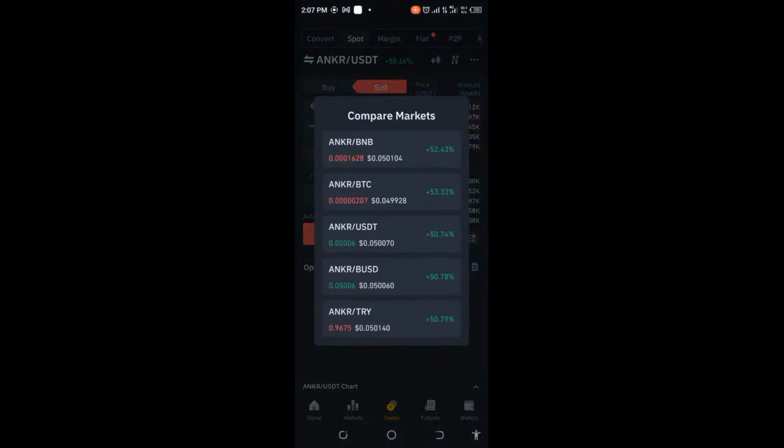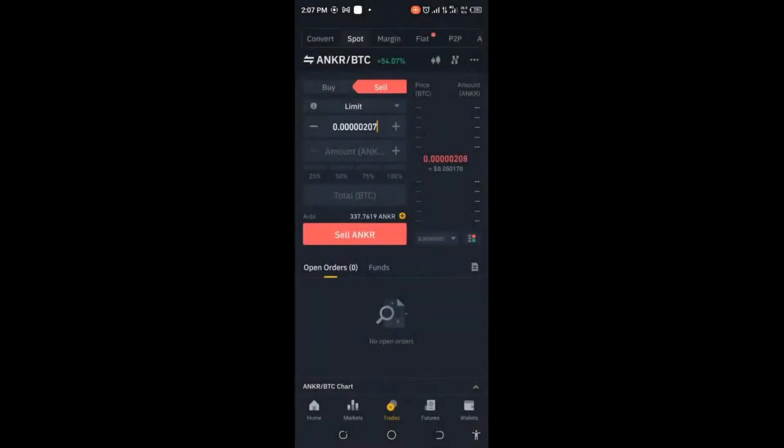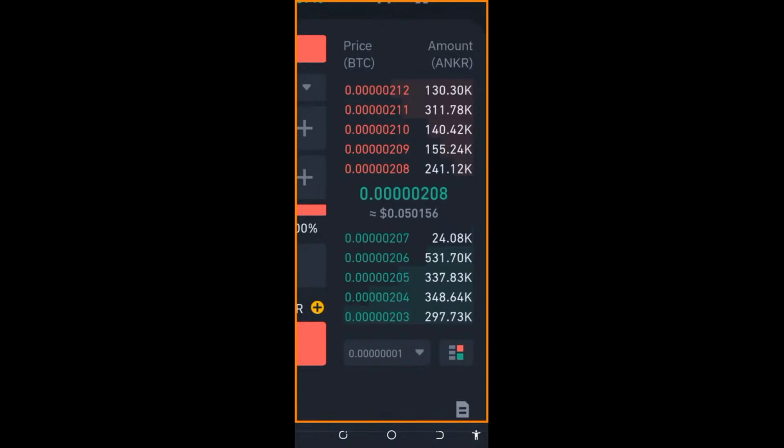Let me do the compare markets. Okay. It's going to go back up. Let's put it at 12. Let's put everything there. Let's put all of that. What would it be at that point? Okay, it's 501. Okay, it's going up. It's definitely going to go up, right?